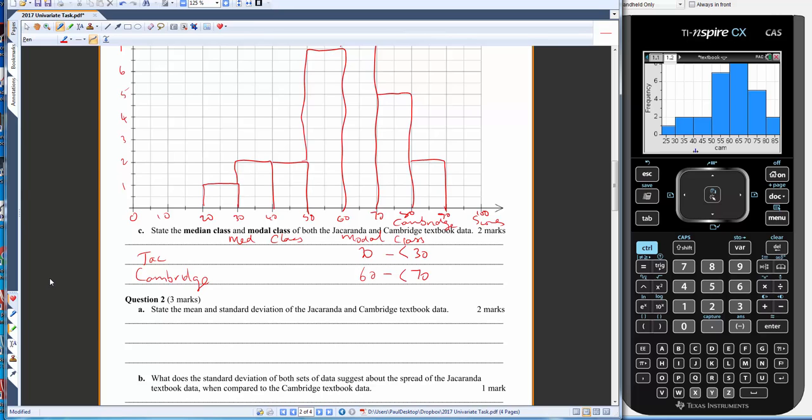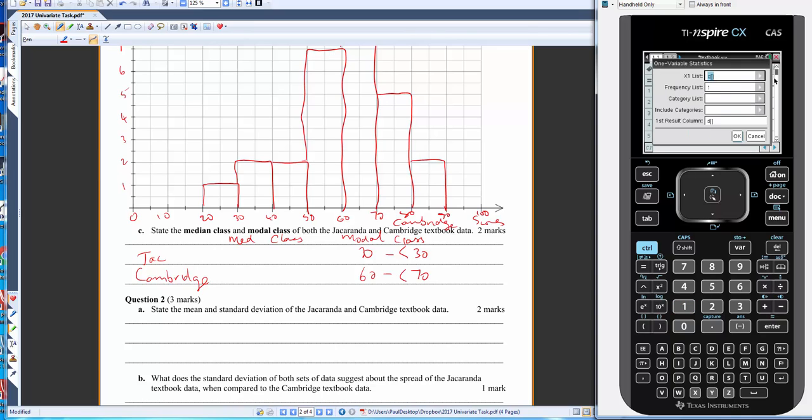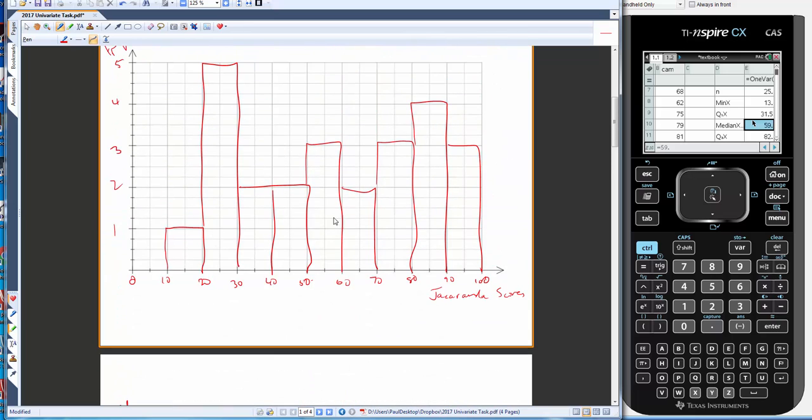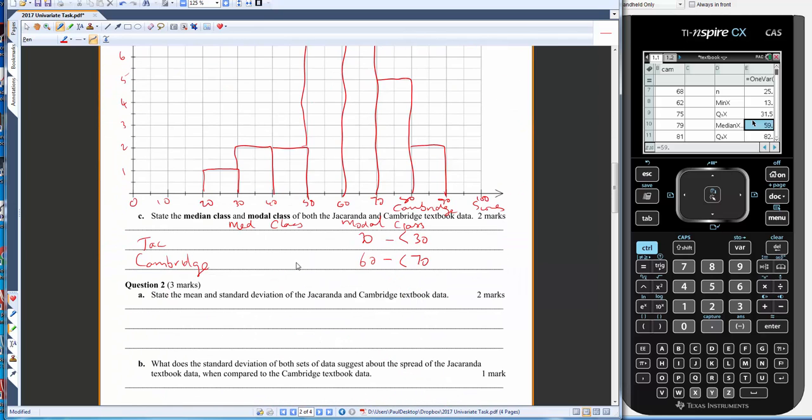Alright, the median. We're after the median class this time, so let's check what the actual medians were. First of all, I'm going to do menu 411, that's the one variable statistics, to find the median of the Jacaranda data. The median is down here somewhere. Here it is, median 59. So let's go to the Jacaranda data. The median is 59, which happens somewhere in this class here. So we say 50 to less than 60.